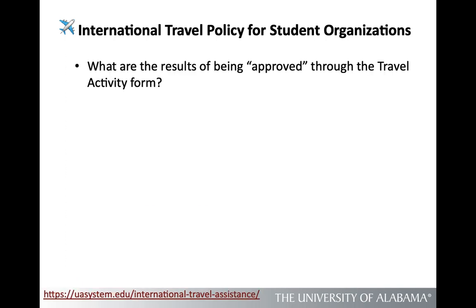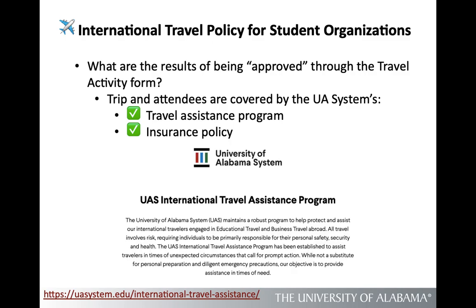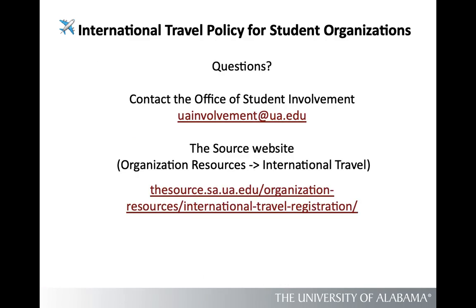If your international travel is approved through the travel activity form, your trip will be covered by the UA System's Travel Assistance Program, International SOS, and will be covered by the System's Travel Insurance Policy. If you have any questions about the international travel policy, please contact the Office of Student Involvement and visit the International Travel section of the source website.